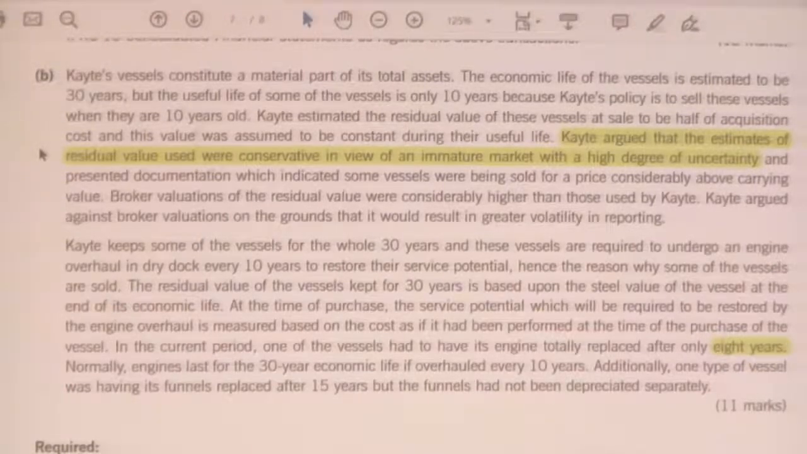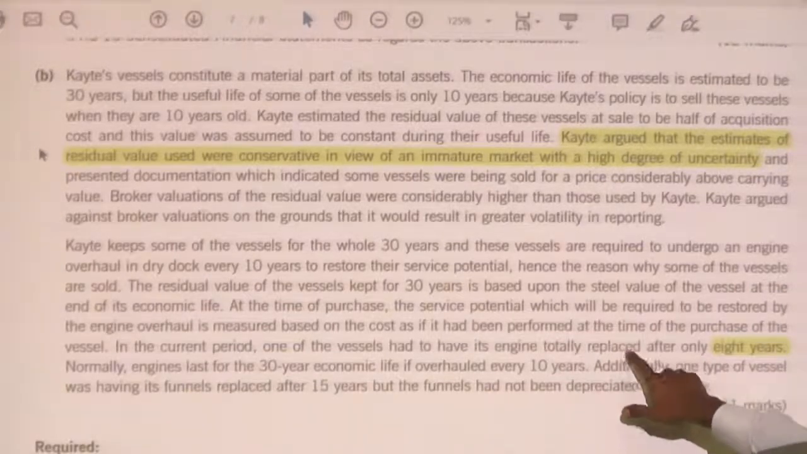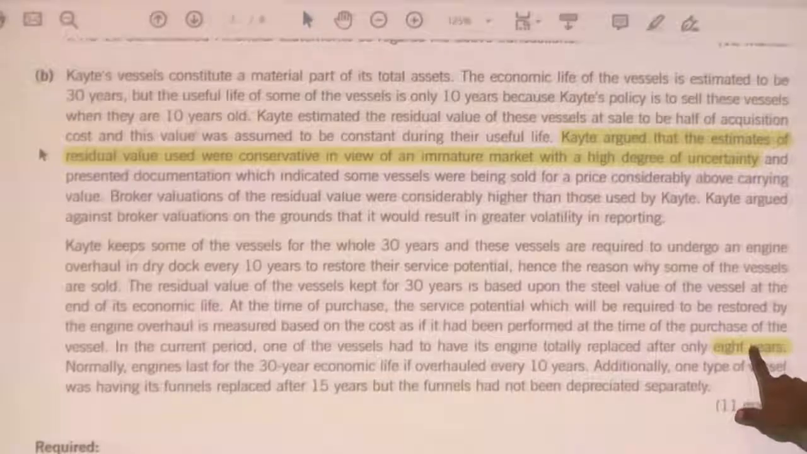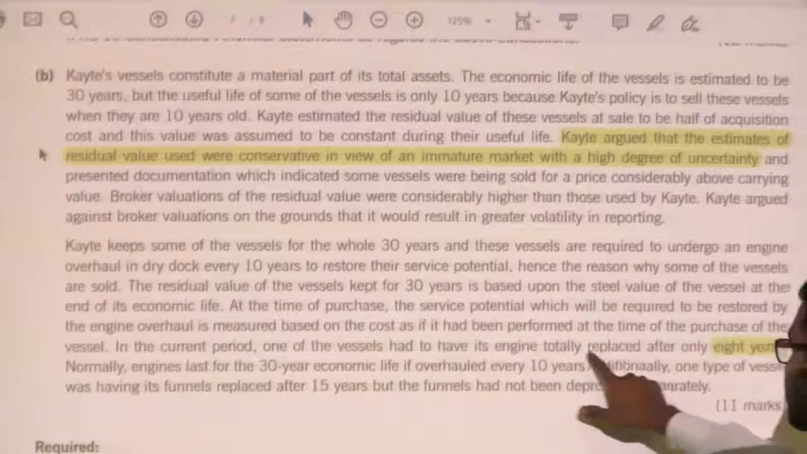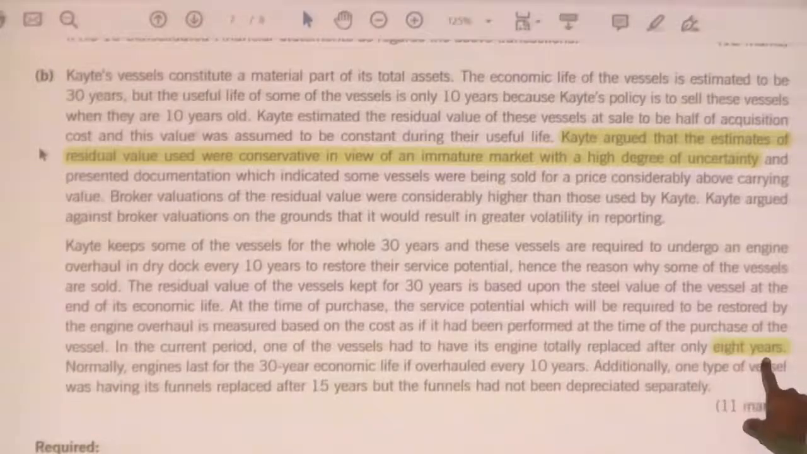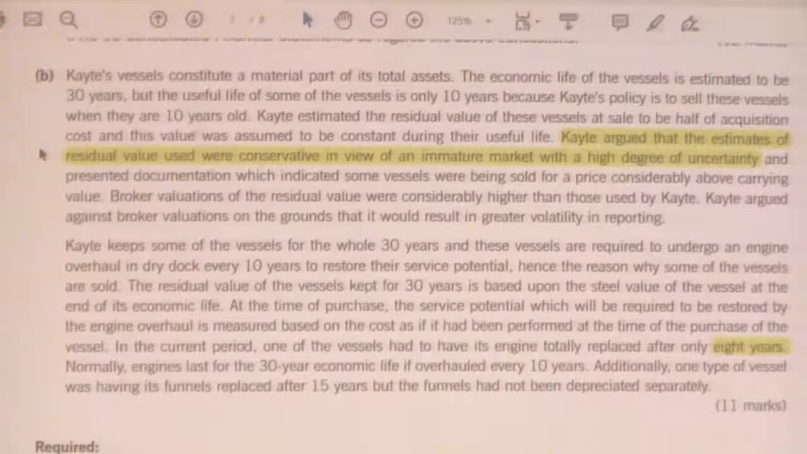When they have capitalized this major replacement cost at the time it was incurred, they should depreciate it over the period of 10 years, but they have done this replacement after 8 years, therefore the balance 2 years you must de-recognize.